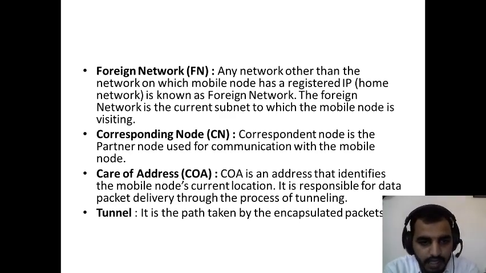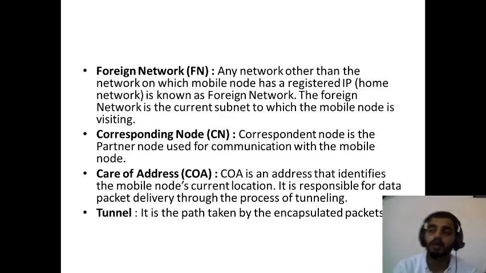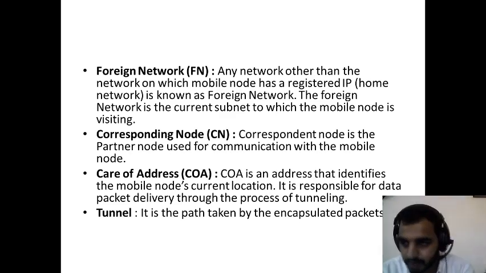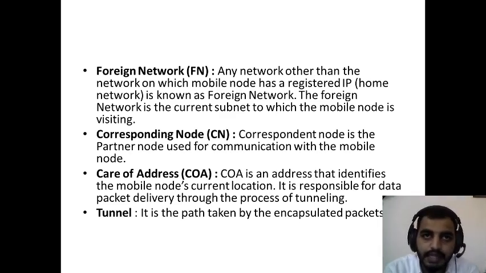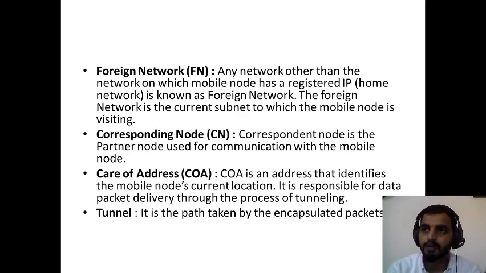Now coming to the next one, corresponding nodes. A corresponding node is a partner node used for communication with the mobile node. In the sense, corresponding nodes are the nodes adjacent to the other nodes. These nodes can be an intermediate node between the home network and the foreign network, and can also act as an intermediate router for communication between the home agent and the foreign agent or foreign network.